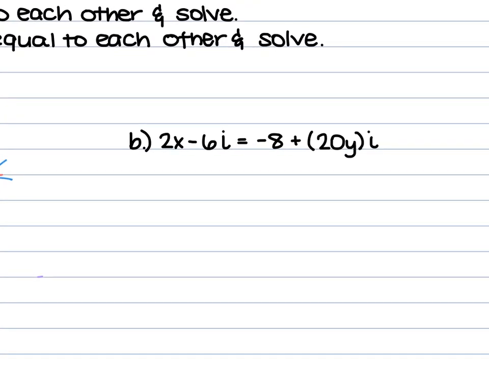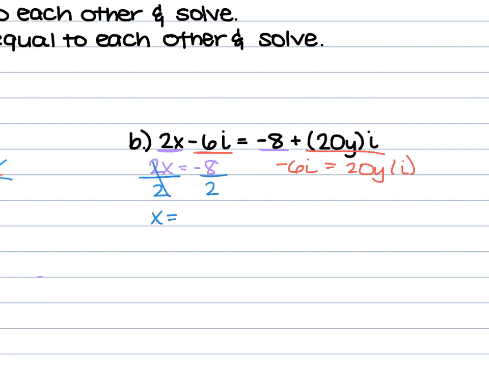For B, we have 2x minus 6i is equal to negative 8 plus 20y times i. So our real parts are the 2x and the negative 8, so we'll put those equal to one another. And then our imaginary parts are the negative 6i and the 20y times i. We are going to start by dividing 2 on each side with this x to get x is equal to negative 4. Then with the other, we are going to divide each side by i.